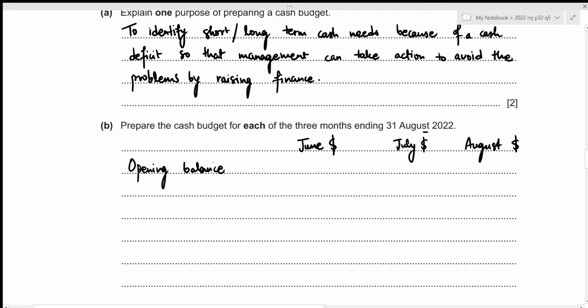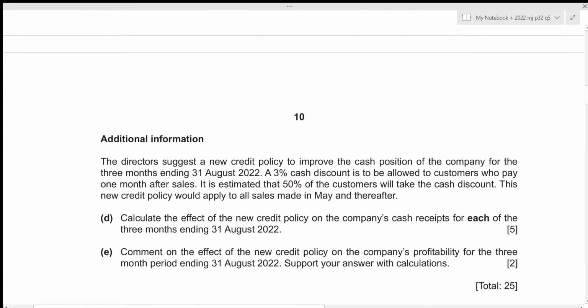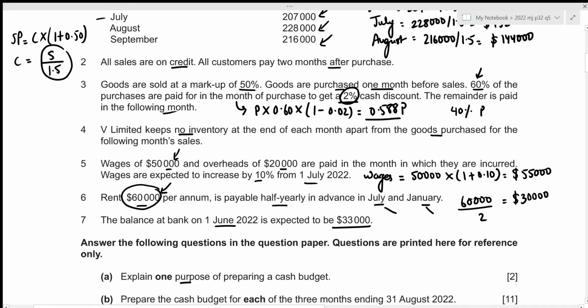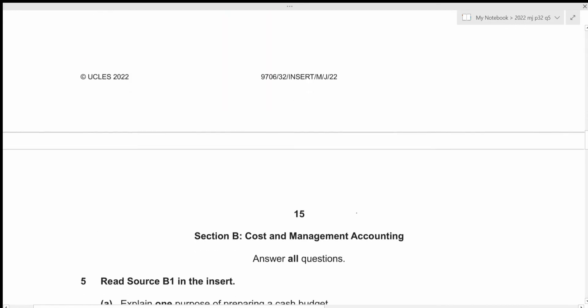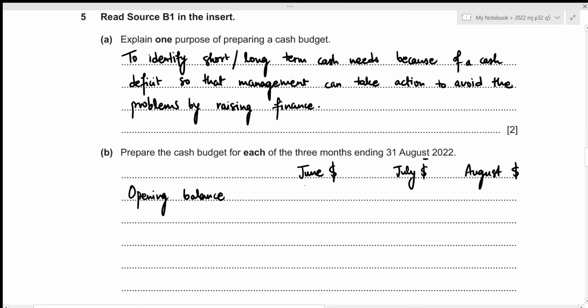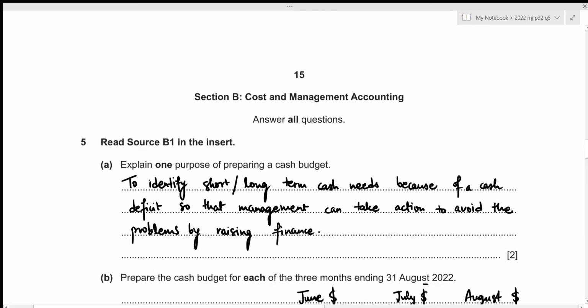We were given the expected opening balance for the month of June, so let's have a look above. We were told that the bank balance on 1st June is expected to be 33,000. This will be the opening balance. Now we just simply add all of our receipts and then all of our payments. So let's have a look above.